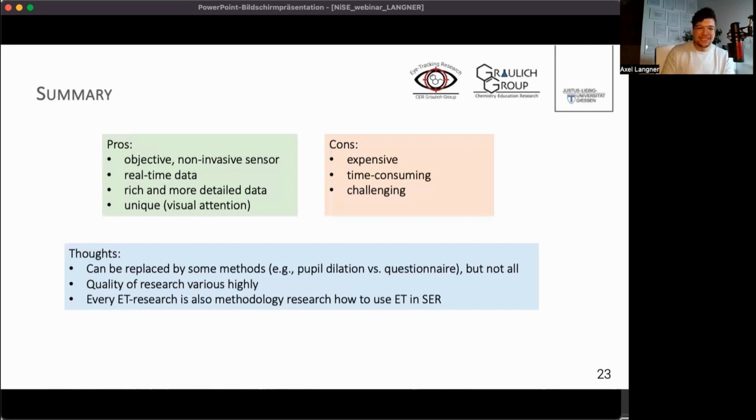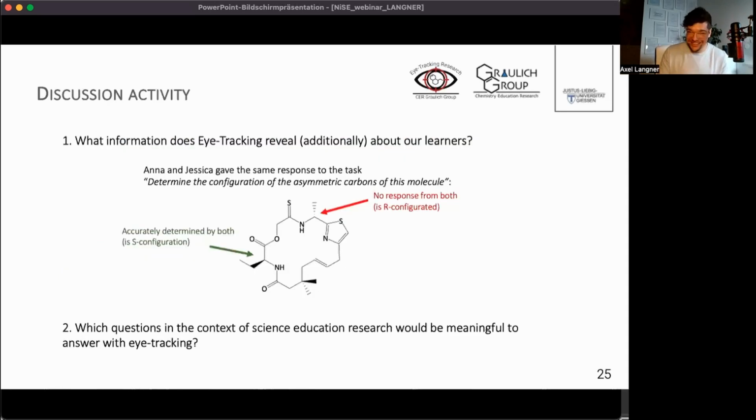It's debatable. Currently there's big potential in eye tracking. And in my opinion, every eye tracking study is also methodology research, on how to use eye tracking in science education research. We're not at the end now. So it's good to take the dive and just try it out at some point. Yeah, and now I have spoken a lot. Now it's your turn.